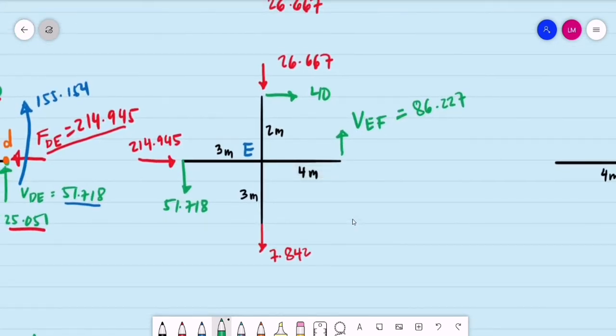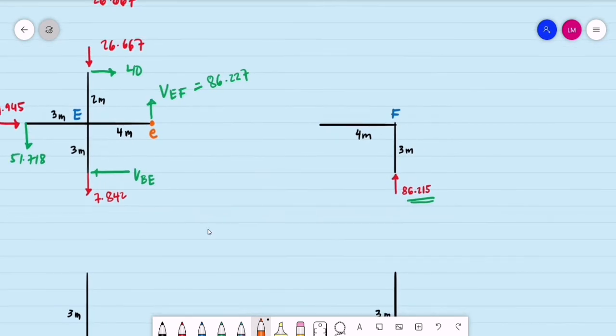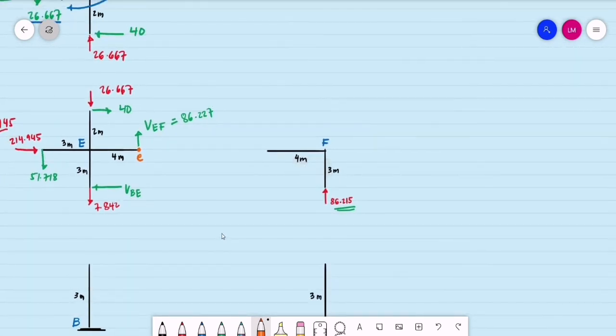Then computing for the other values. This time, the shear for column BE. How do we compute that value? All you have to do is the summation of moments. At this point, let's say this is the point of inflection. I think this is point E a while ago. So we do the summation of moments about that point E.